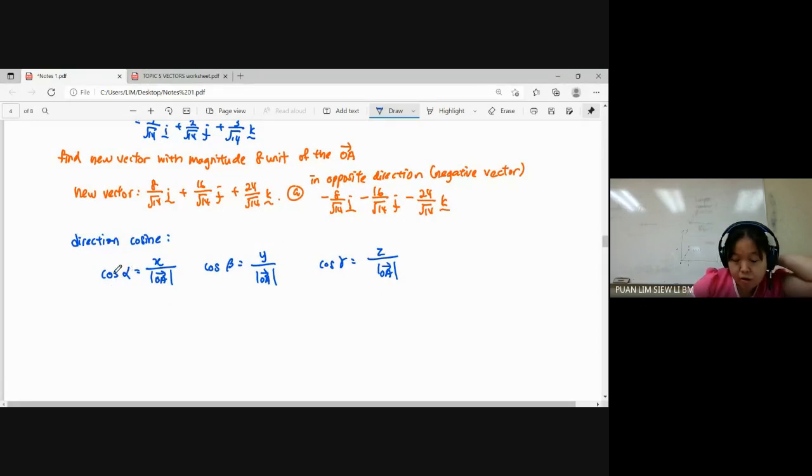Angle dalam bentuk cos, dalam bentuk sebutan cos itu direction cosine. Kalau kita pindahkan cos, kita cari angle dia, itu dah dipanggil direction angles. So bila kita shift the cos to the right hand side, kita dapat angle dia. Sini pun sama. When you shift the cos to the right hand side, kita dapat angle dia.